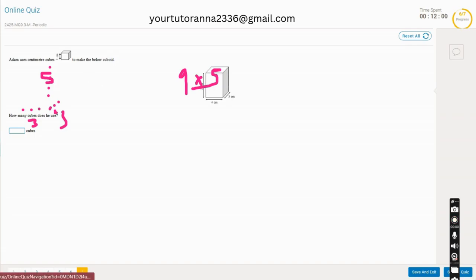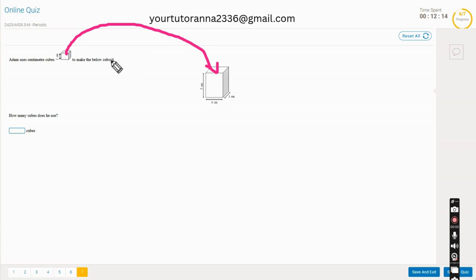Okay, let's go to the last question. Here, how many cubes does he use? So what are they showing? Let's go to the question first. Adam uses centimeter cubes, 1 centimeter. This cube is 1 centimeter, right? They're asking how many cubes he is going to put in this volume. Now remember, for this small cube, what is the volume? First we need to find the volume of the small cube, and then we will know how many can fit in the volume of the bigger cube. So 1 times 1 times 1, the volume of this is 1.